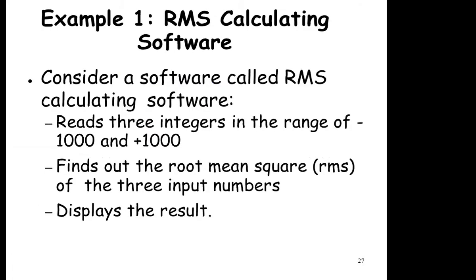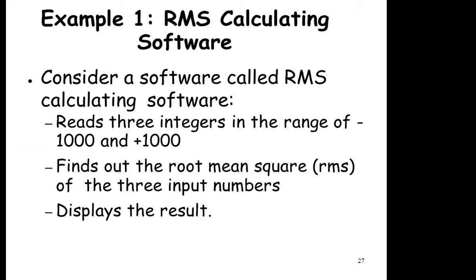One more example that I have prepared. We will try to make 2 levels of DFD for this example. Consider a software called RMS calculating software. It reads 3 integers in the range of minus 1000 to plus 1000. It finds the root mean square, RMS, of the 3 input numbers and displays the result. So what is the name of your main system? I will just show it in my diagram.